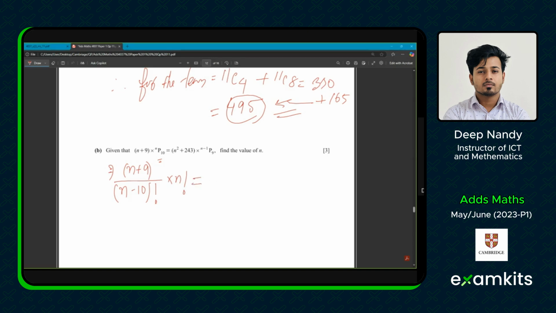Solving it down, on the left-hand side we're going to write n squared plus 243 times (n-1) factorial, divided by (n-1-9) factorial. This factorial value has been taken from the nCx form, which in factorial form we write as n factorial over x factorial times (n-x) factorial. This is the formation, basically.